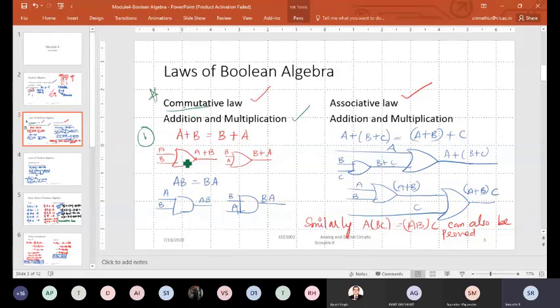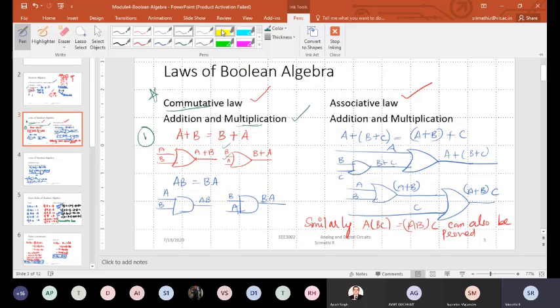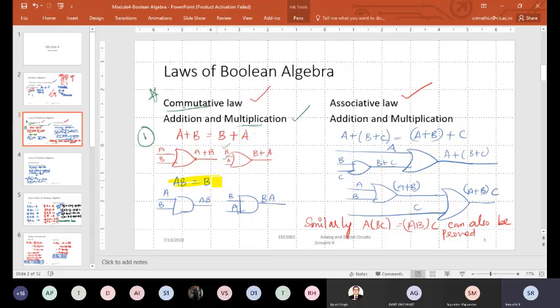In commutative law, see here, in an OR gate, the inputs A, B give A plus B. This is also equal to B plus A. If I give B as the first input and A as the second input, again it is B plus A. So the commutative law for addition is A plus B is equal to B plus A, and for multiplication, AB is equal to BA.